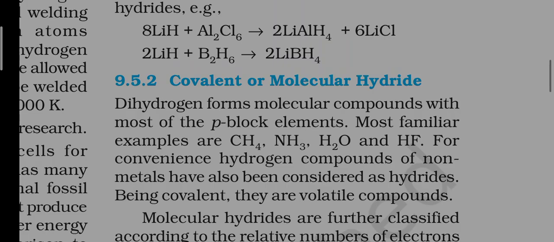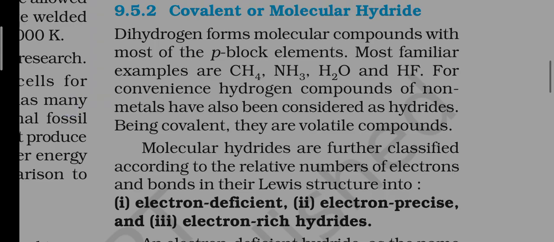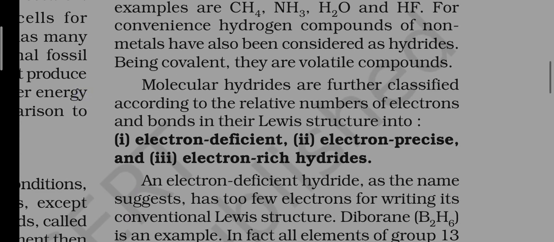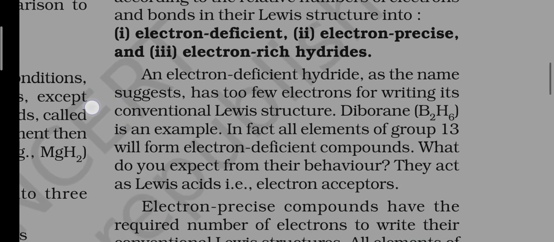Next is covalent or molecular hydride. Dihydrogen forms molecular compounds with most of the p-block elements. Most familiar examples are methane, ammonia, water and hydrogen fluoride. For convenience, hydrogen compounds of non-metals have also been considered as hydrides. Being covalent, they are volatile compounds. Molecular hydrides are further classified according to the relative number of electrons and bonds in their Lewis structure into electron deficient, electron precise, and electron rich hydrides.